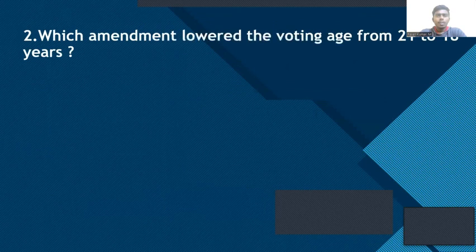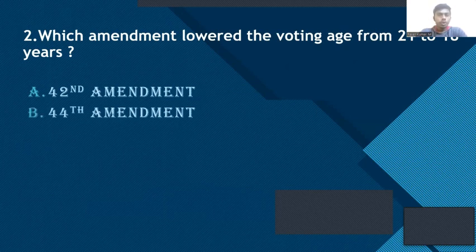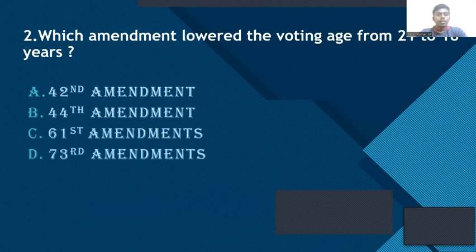So coming to the next question, which amendment lowered the voting age from 21 to 18 years? And the options are option A 42nd Amendment, option B 44th Amendment, option C 61st Amendment, and option D is 73rd Amendment. And the answer is option C, 61st Amendment.